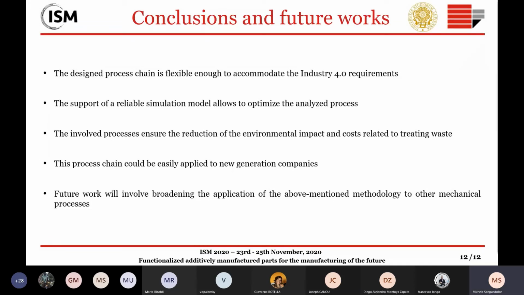This process chain could be easily applied to companies which already employ systems consistent with the ones mentioned here. And our future works can involve broadening the application of this methodology to other mechanical processes, such as shot peening, which already involve the use of primary processing techniques such as additive manufacturing.